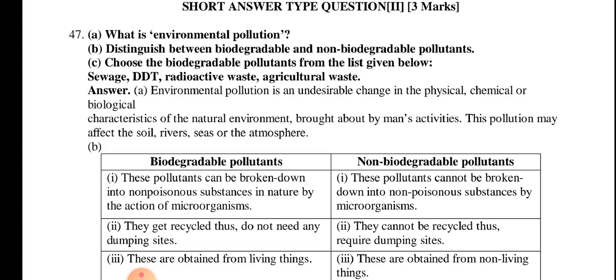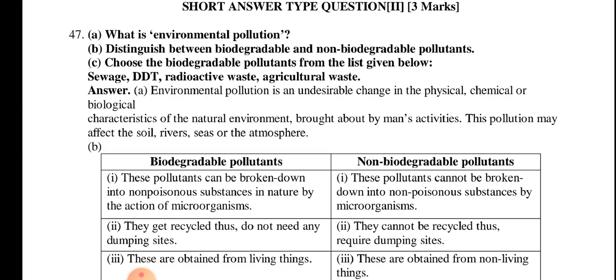What is environmental pollution? Distinguish between biodegradable and non-biodegradable pollutants. Choose the biodegradable pollutants from the list given below: sewage, DDT, radioactive waste and agricultural waste. Answer. Environmental pollution is an undesirable change in the physical, chemical or biological characteristics of the natural environment brought about by man's activities. This pollution may affect the soil, rivers, seas or the atmosphere.